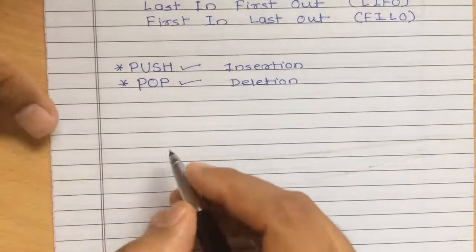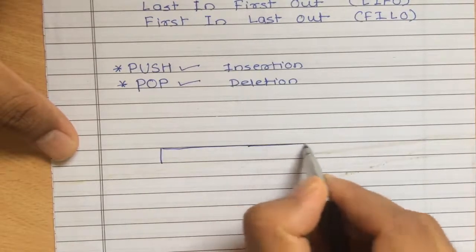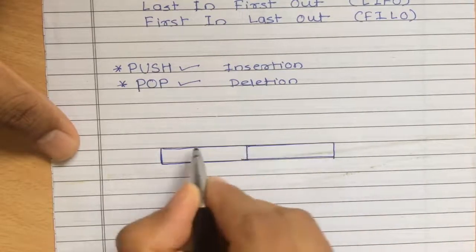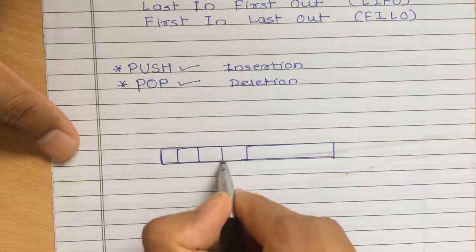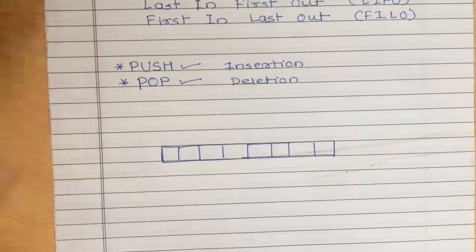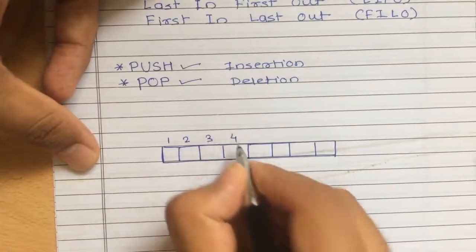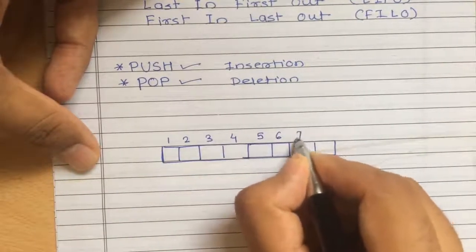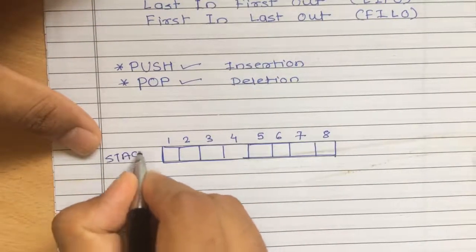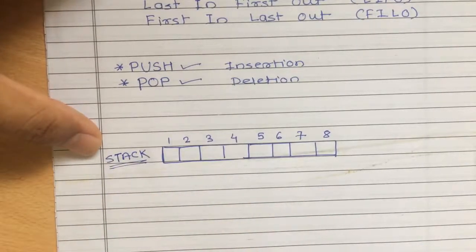Here I will represent one array. As we know, an array is a continuous memory allocation of the same data type. So here we get continuous memory allocation. Here I have one array, which we can also call a linear array, having 8 elements: 1, 2, 3, 4, 5, 6, 7 and 8. I will give the name of this array as stack. So in this case, stack is a linear array having 8 elements.